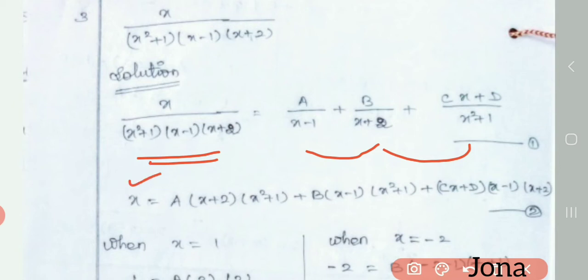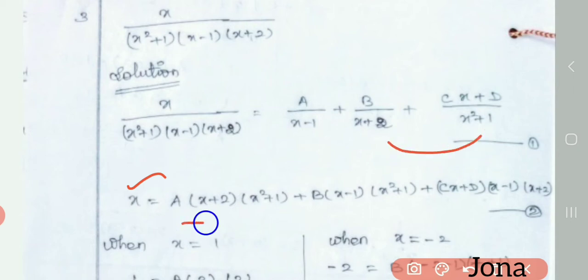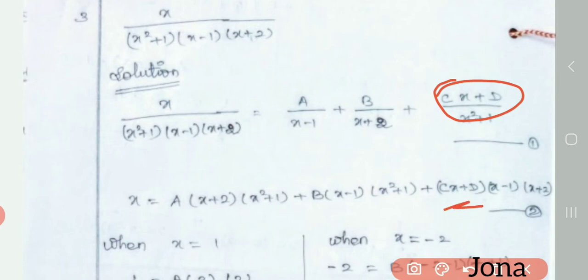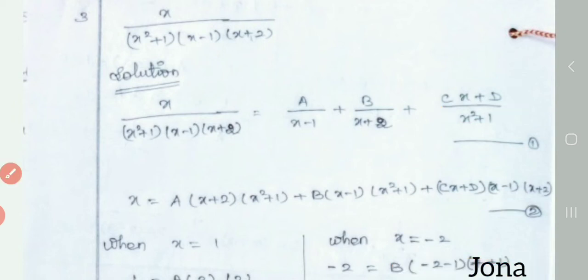Okay, left hand side I have only x here. So x equal to, here x minus 1 is there, except x minus 1 I have to multiply these two, isn't it? So a into (x plus 2) into (x square plus 1) plus b into, except this one I want to multiply these two things, b into (x minus 1) into (x square plus 1) plus (cx plus d) into this (x minus 1) and (x plus 2). Okay, so I cross multiplied and got like this.